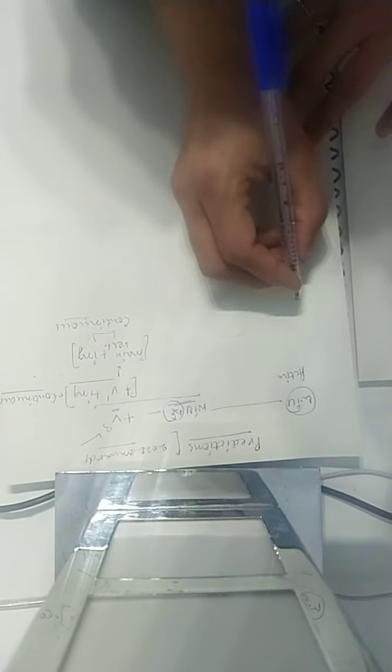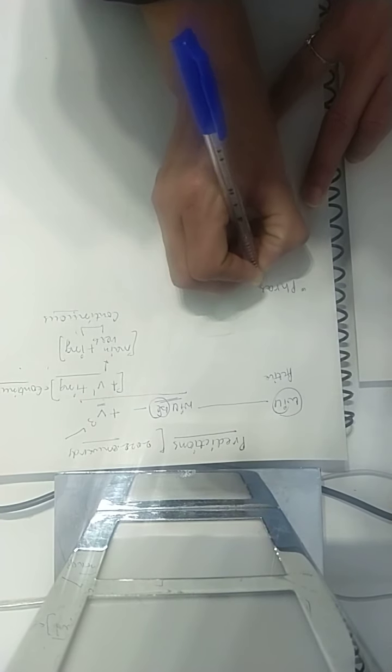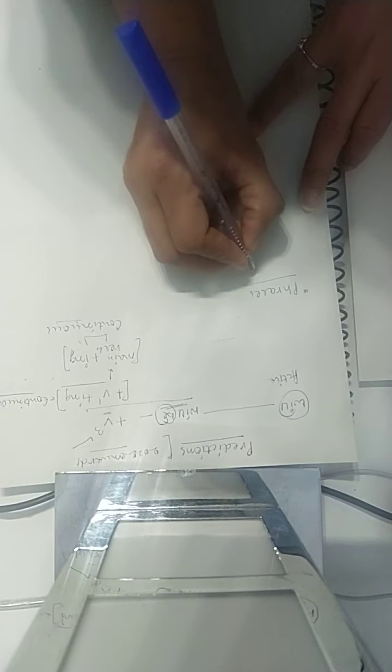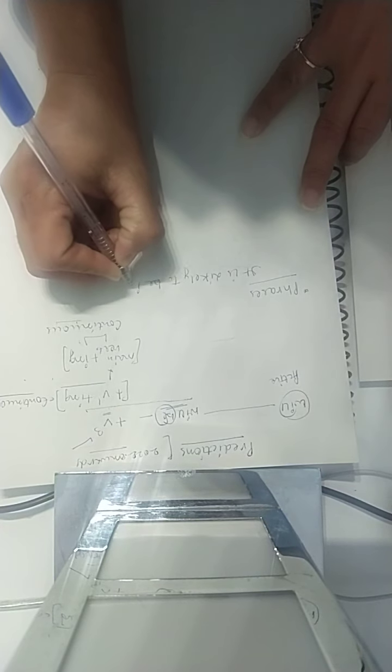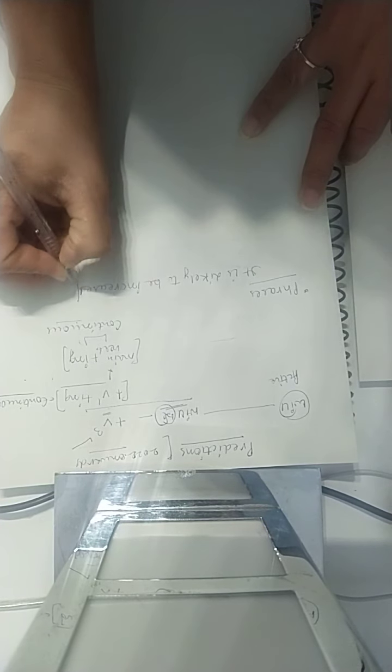Fine. So either you can add some phrases like you can say it is likely to be increased or decreased, where likely means it is favorable. Fine. Or it is unlikely to be increased or decreased, if it is unfavorable. Be remember this.